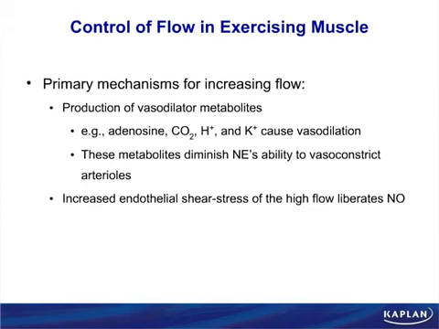The increase in shear stress with this high flow will also liberate nitric oxide, which will participate in the vasodilation. And last but not least is the muscle pump. This contracting and relaxing literally pumps blood through the working muscle. So these are our mechanisms for an increase in flow: vasodilator metabolites, more nitric oxide, and the muscle pump.